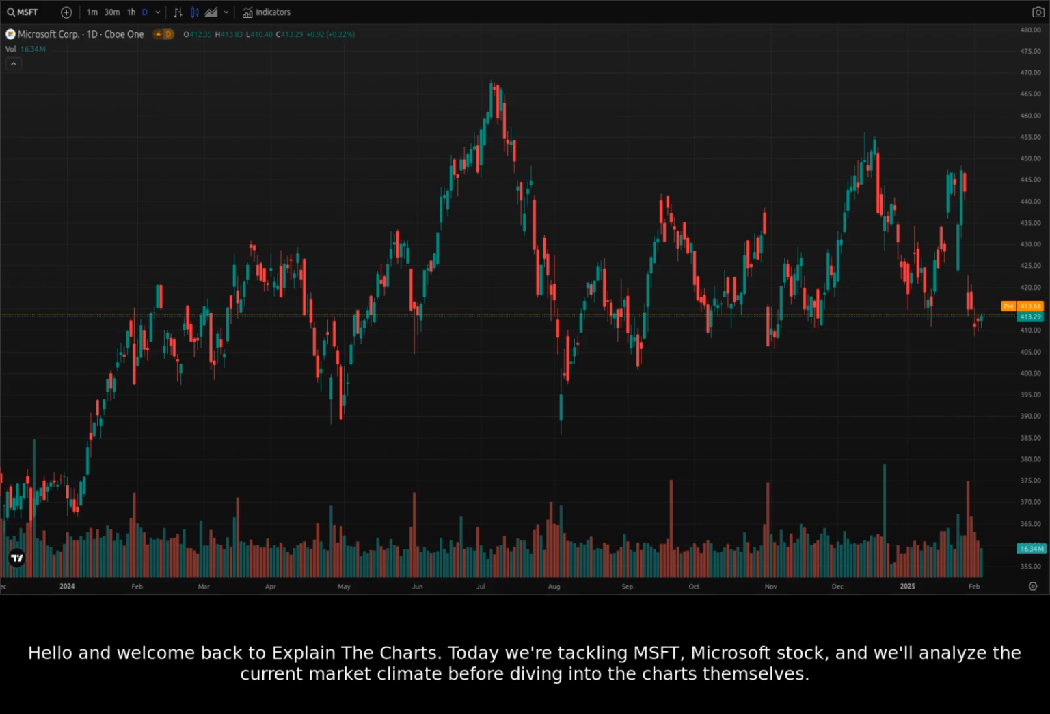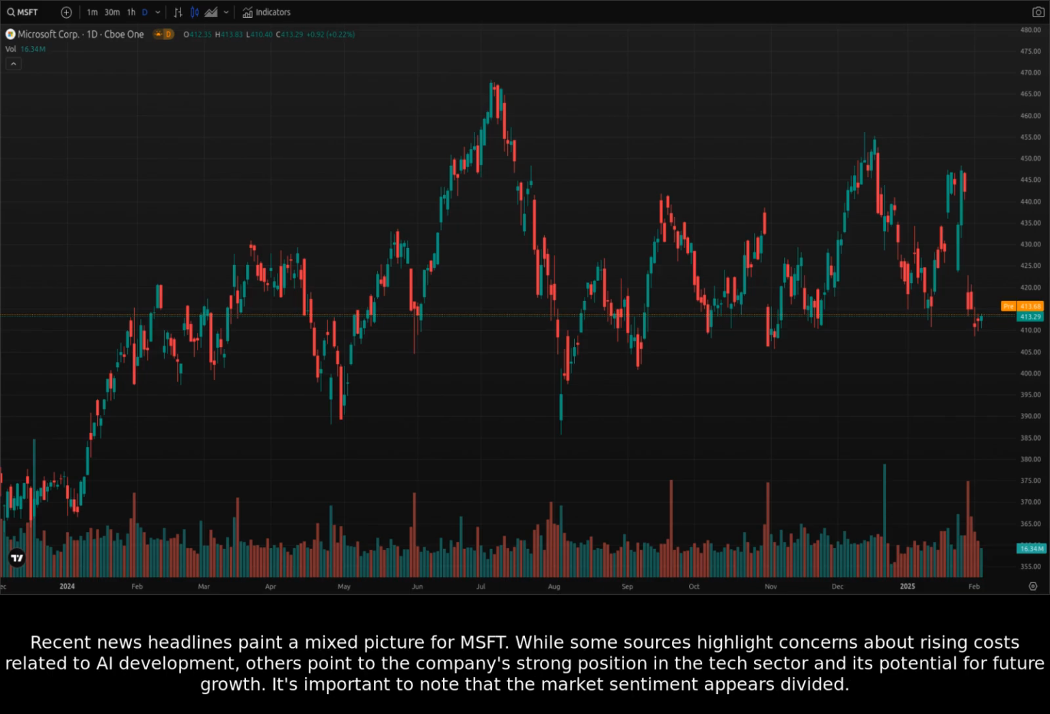Today we're tackling Microsoft stock, and we'll analyze the current market climate before diving into the charts themselves. Recent news headlines paint a mixed picture for Microsoft. While some sources highlight concerns about rising costs related to AI development, others point to the company's strong position in the tech sector and its potential for future growth. It's important to note that the market sentiment appears divided.